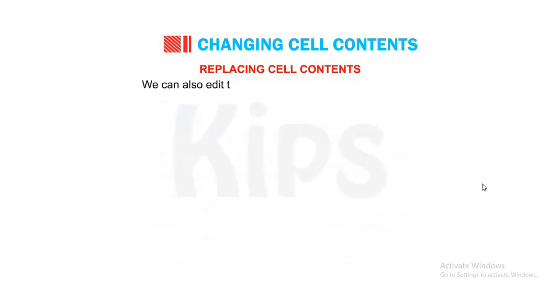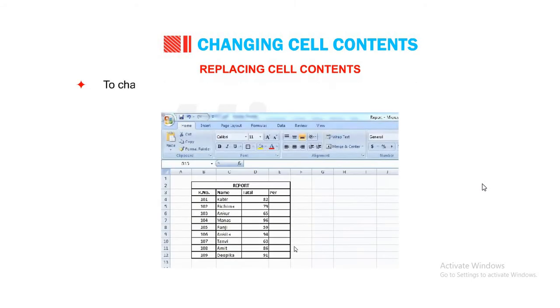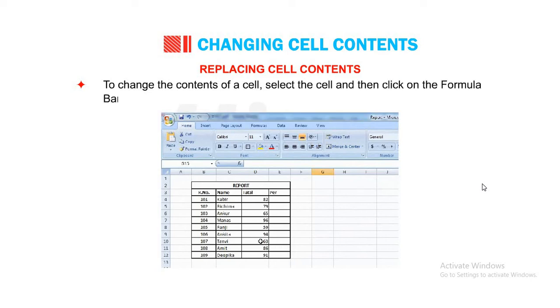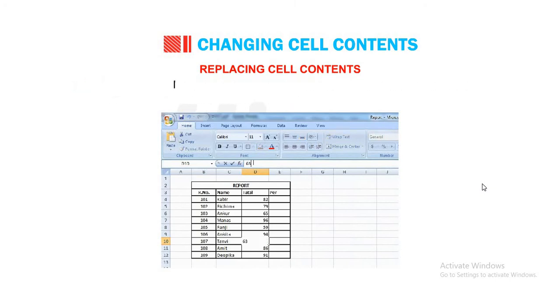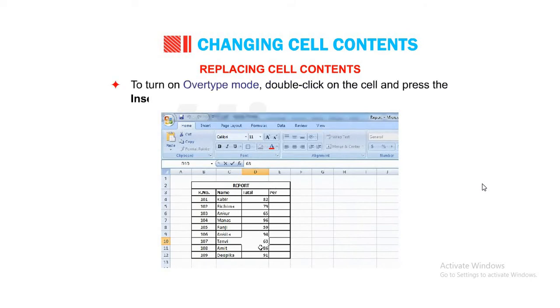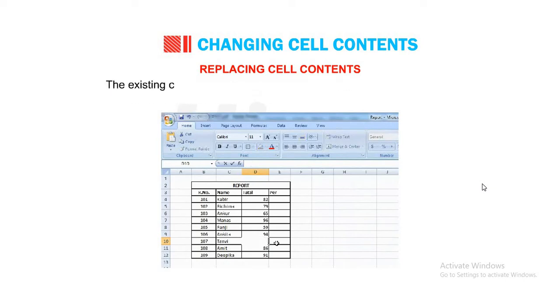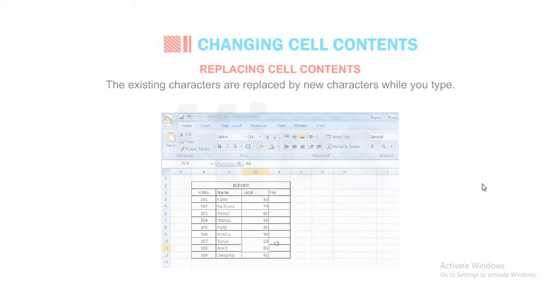We can also edit the cell contents in the following ways. To change the contents of a cell, select the cell and then click on the formula bar where you want to insert characters. Now make modifications in the formula bar. To turn on Overtype mode, double-click on the cell and press the Insert key from the keyboard. The existing characters are replaced by new characters while you type.